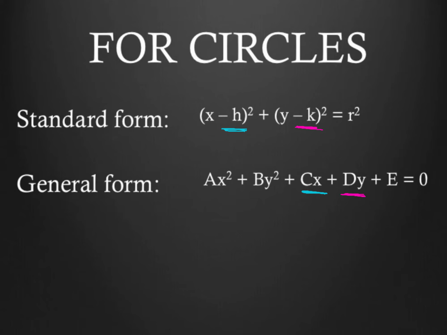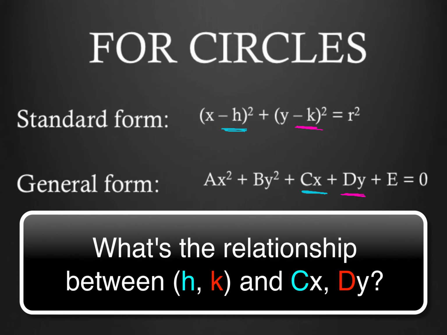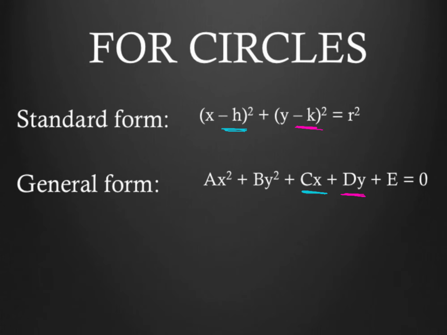Now, for standard form, we've got this equation: x minus h quantity squared plus y minus k quantity squared equals r squared. And the general form, of course, is ax squared plus by squared plus cx plus dy plus e equals 0. Now here's something I want you to pay attention to. There's going to be this pattern going on. And I want you to see if you can pick up this pattern between the relationship of the center of the circle, the coordinates for the center, and that relationship with the C term and the D term in the general form.